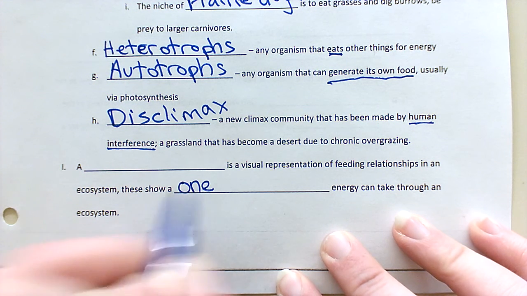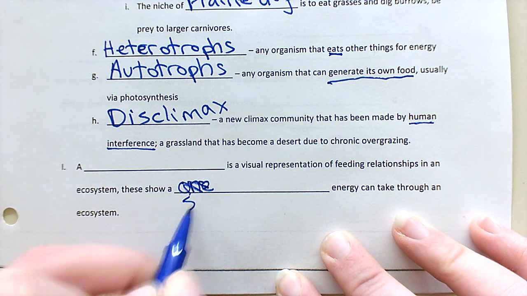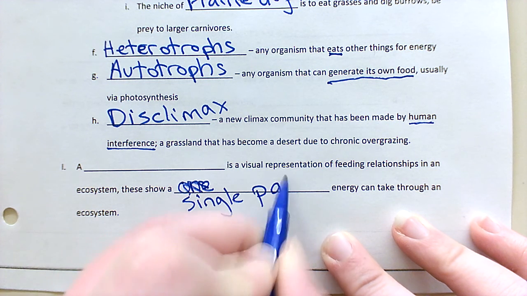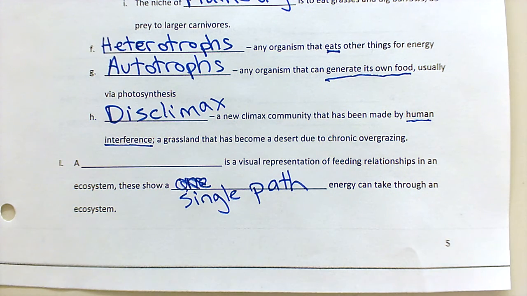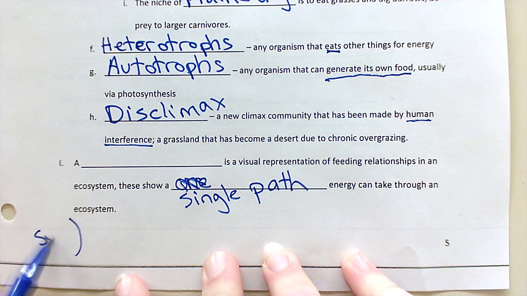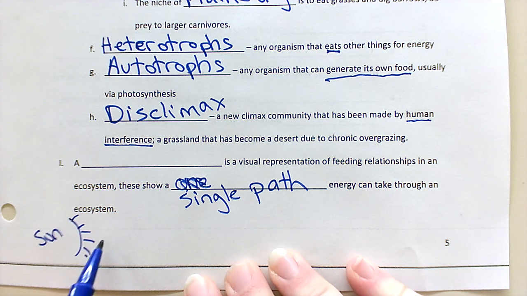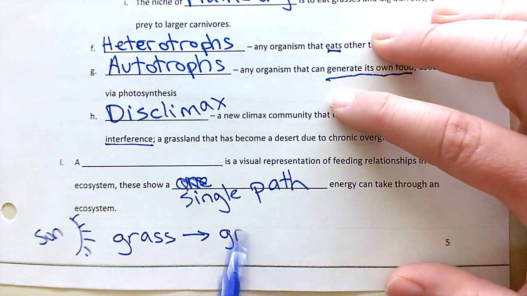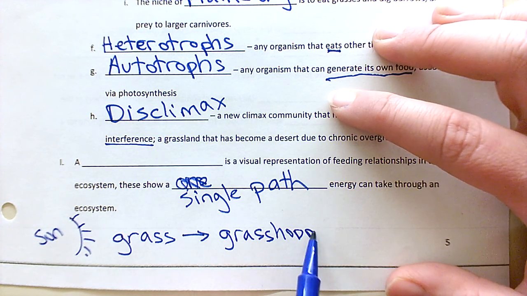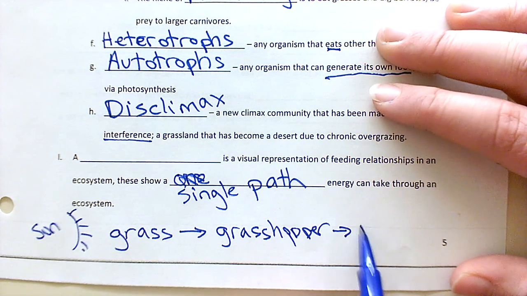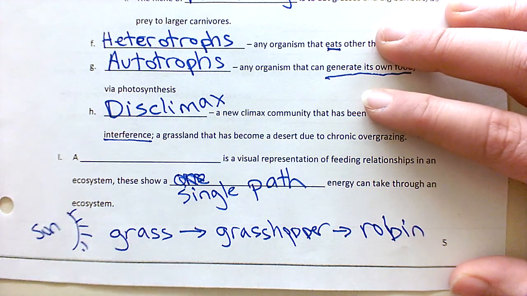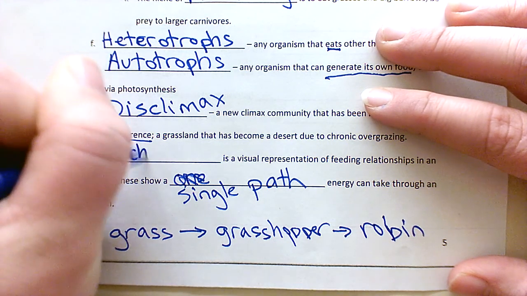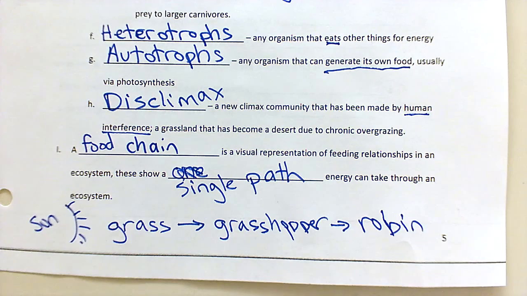If we're showing a single path energy can take, so maybe it's got sunshine going to grass, grass is eaten by a grasshopper, grasshopper gets eaten by a robin. Matt's absolutely right, it's a food chain. Okay, but it's a straight line. There's no branches in a food chain. It's just this to this to this to this.